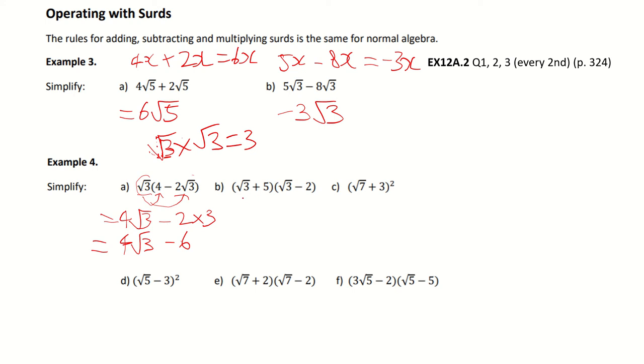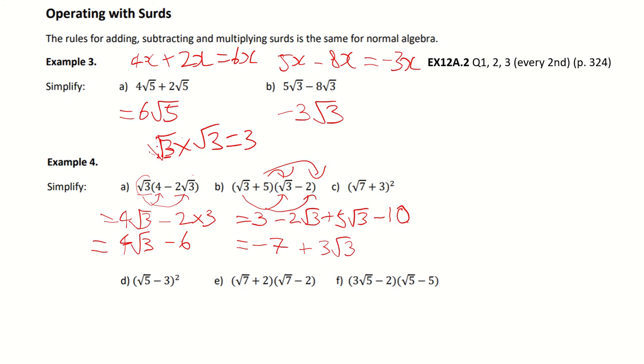Now this next one, we're going to use double brackets. So first, outers, inners, last. So square root 3 times square root 3 is 3. Square root 3 times negative 2 is negative 2 lots of square root 3. 5 times square root 3 is 5 lots of square root 3. And then 5 times minus 2 is negative 10. And then we can simplify this further because we've got 3 take 10. Remember the negative belongs to the 10, so 3 take 10 is negative 7. And then negative 2 lots of square root 3 plus 5 lots of square root 3 gives us negative 2 plus 5, which is positive 3 lots of square root 3.